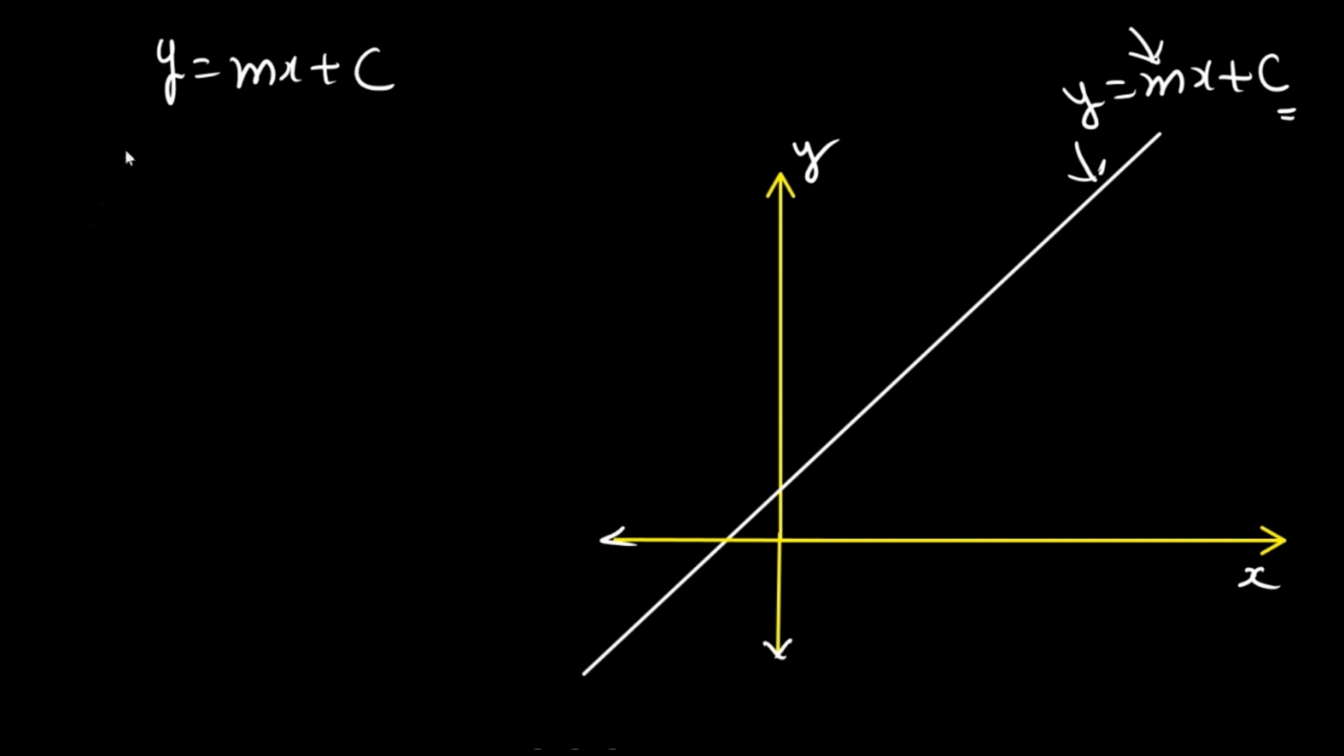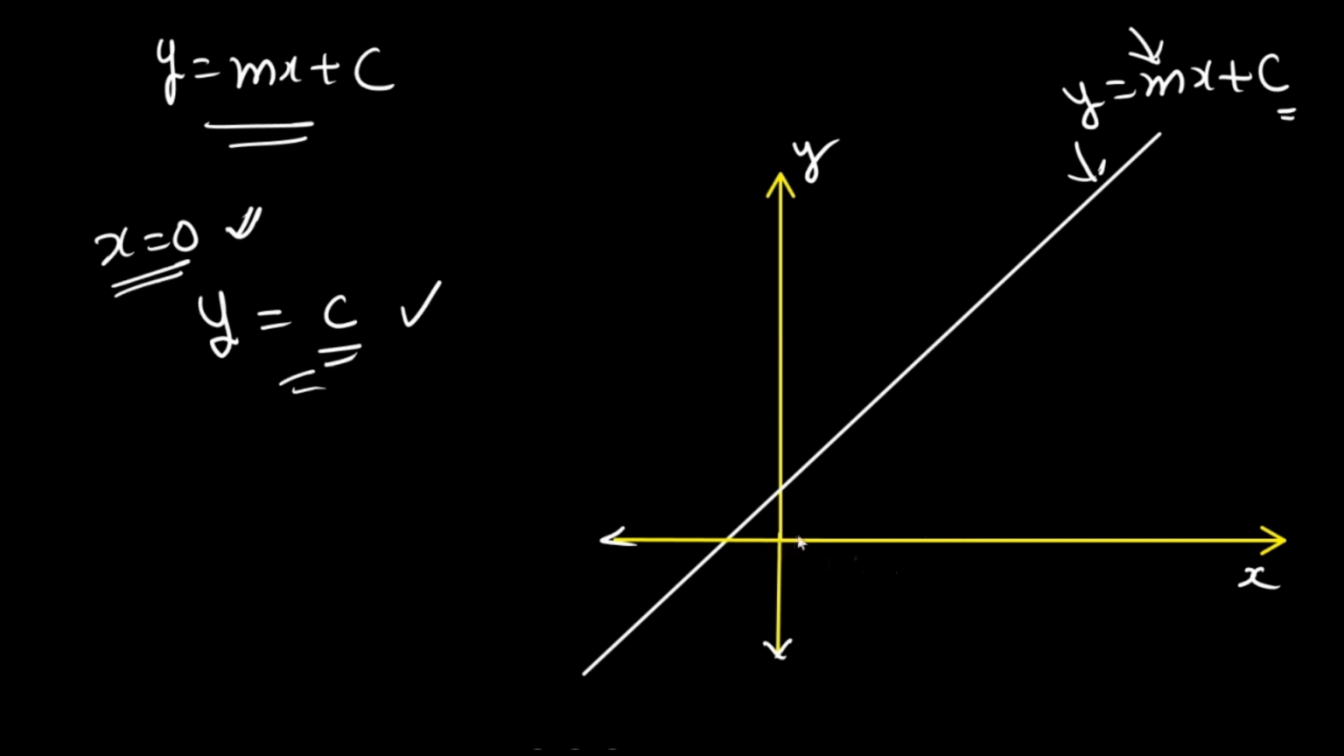So what happens when x is equal to 0? Let's see. When x is equal to 0, what happens to the above equation? It becomes y equal to c. See, the value of y is becoming c. If you take any point on this line, every point on the line has a corresponding x value and y value. When the x value becomes 0, the y value is equivalent to this constant c. That's the reason: whenever x is 0, where the line intersects the y-axis, that distance we call the intercept on y.